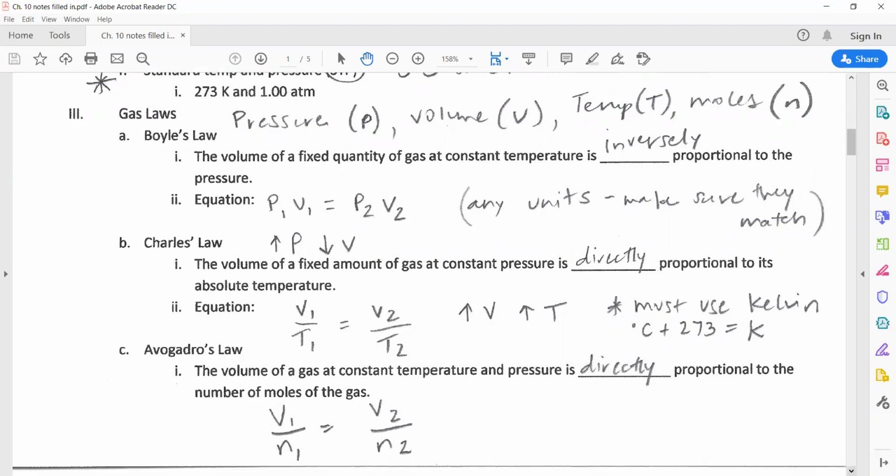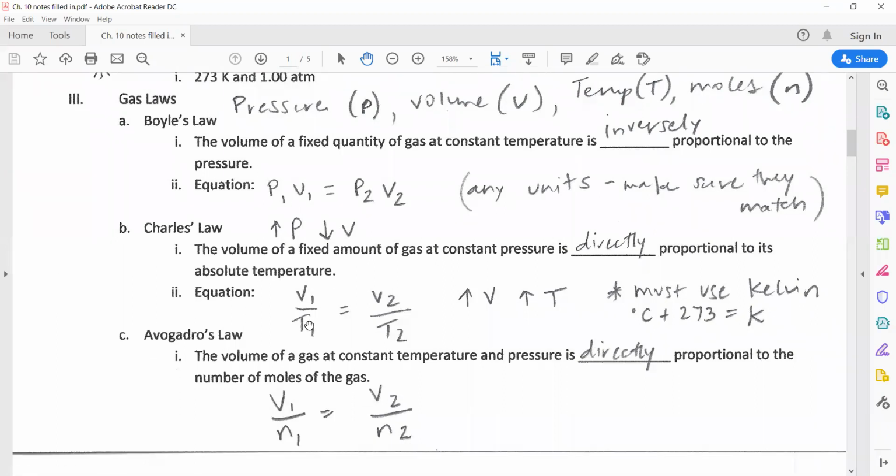Charles's law is going to relate volume and temperature. So here we see that they're actually divided by one another. So volume over temperature equals volume over temperature. So think logically again, if V goes up here, in order for these two sides of the equation to stay equal, if V goes up, then T also has to go up because this fraction or this ratio has to stay constant. So these are directly proportional. When V goes up, T will go up, which also makes sense.